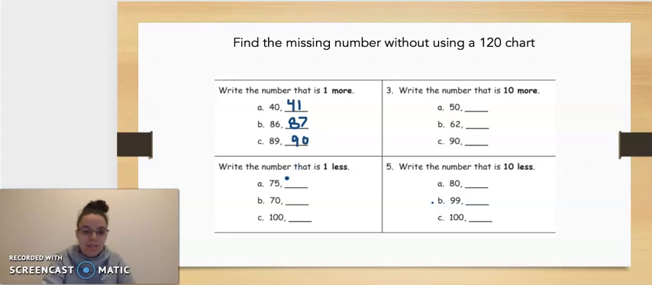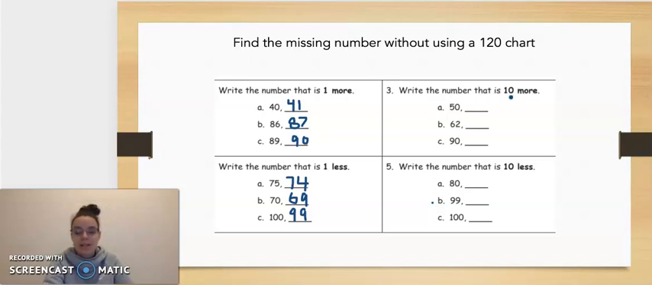75. That means the tens place stays the same, 7. And that number in the ones place, 5, goes down to a 4. 70. This one is tricky because there's a 0 in the ones place. But I know when I count back, 70, 69 is 1 less. And I know when I'm counting back from 100, I say 99. Yep.